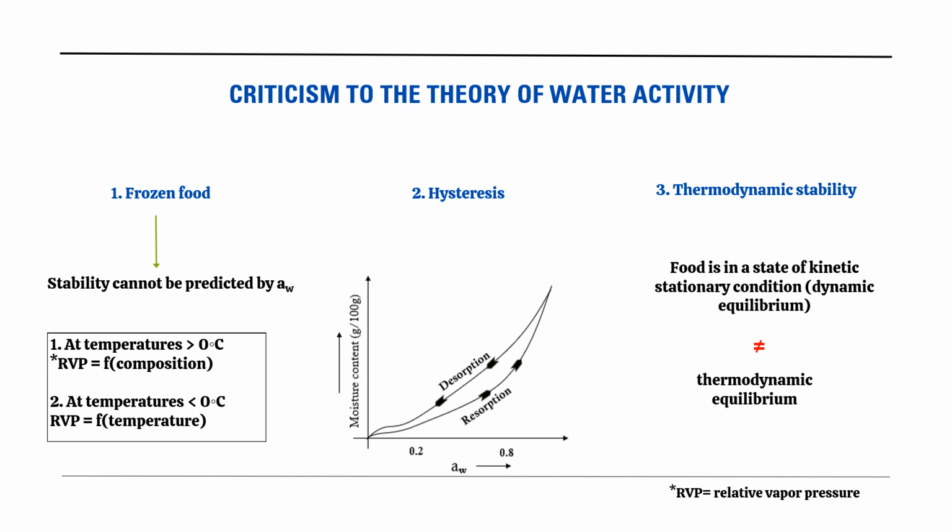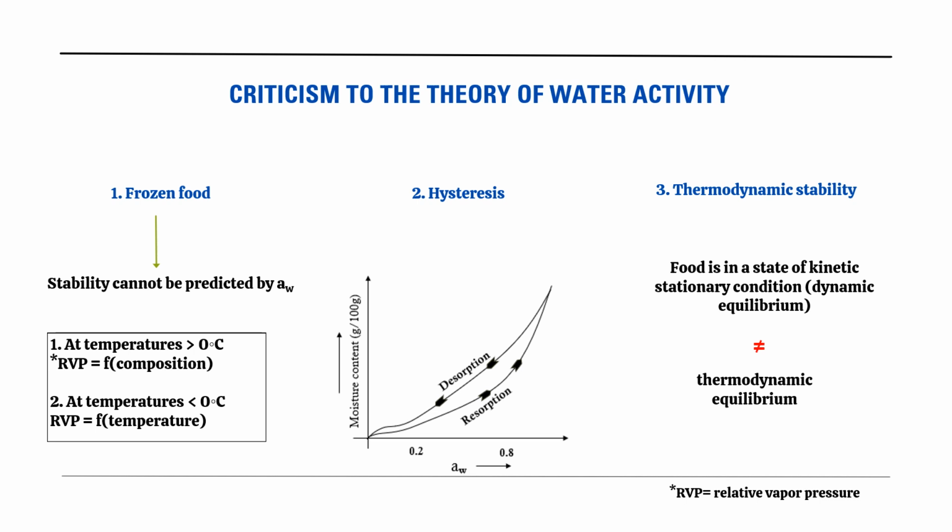Firstly, in case of frozen food system, water activity cannot accurately measure product stability because at sub-freezing temperatures, relative vapor pressure is not a function of composition of food but is a function of temperature. Meaning, the relationship between relative vapor pressure and water activity is also dependent on temperature rather than on the composition of the product. As a result, certain composition related reactions like diffusion control reactions and redox reactions cannot be explained accurately or predicted well using the concept of water activity.